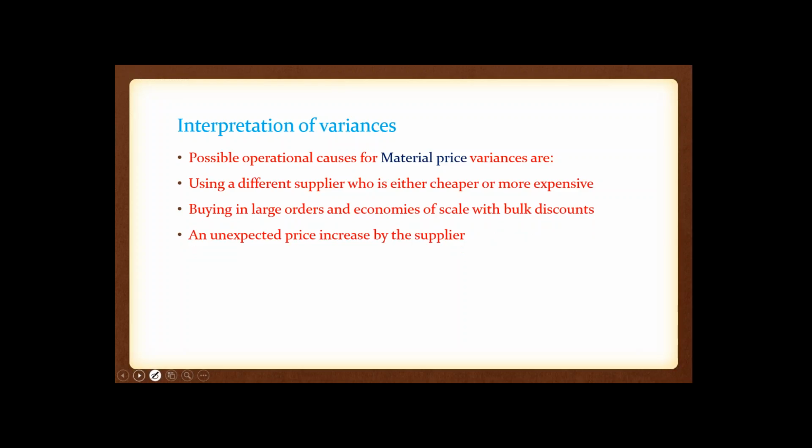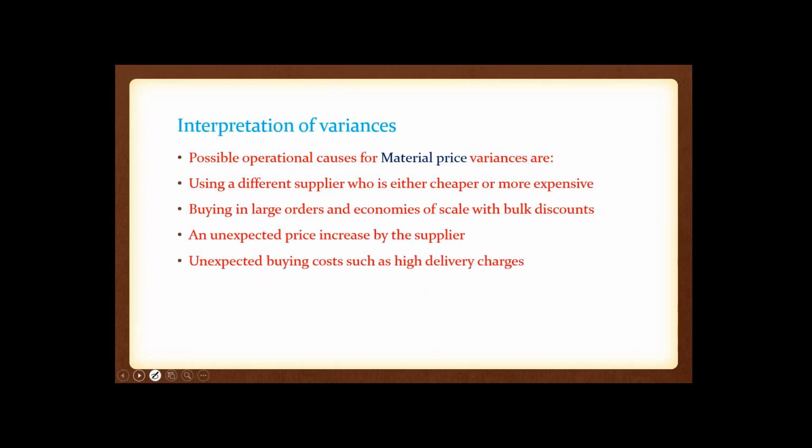Sometimes it may be an unexpected price increase by the supplier. The supplier suddenly increases the price. Oil prices can go up, they can come down. So it can be because of that. That is why the variance analysis investigation will reveal all these things, so we know where we went wrong.